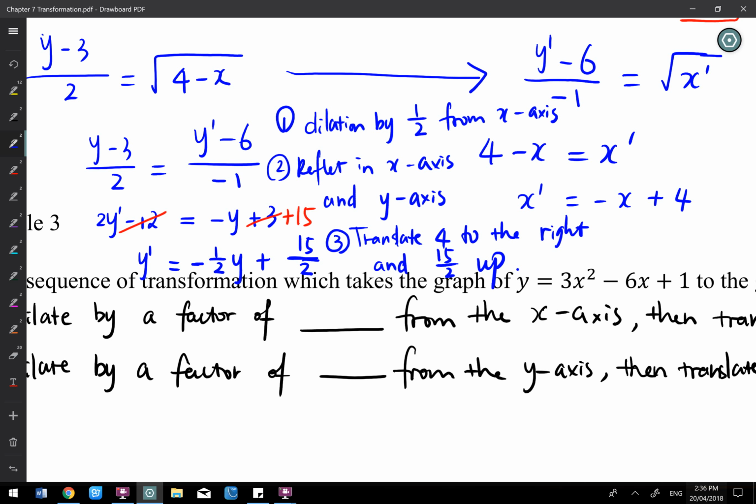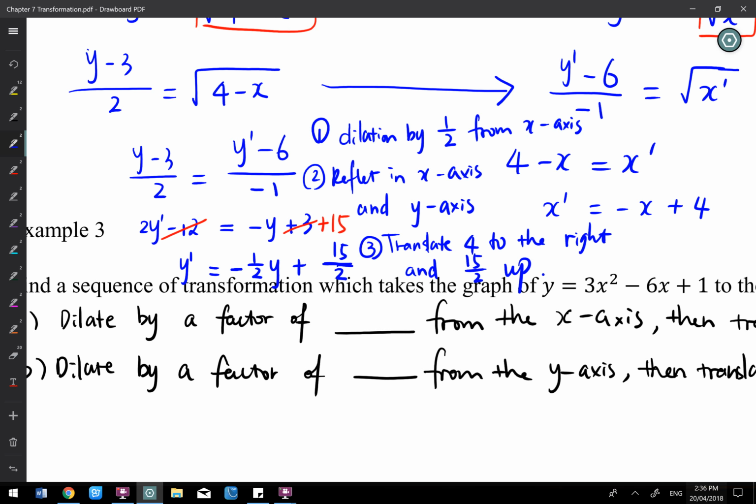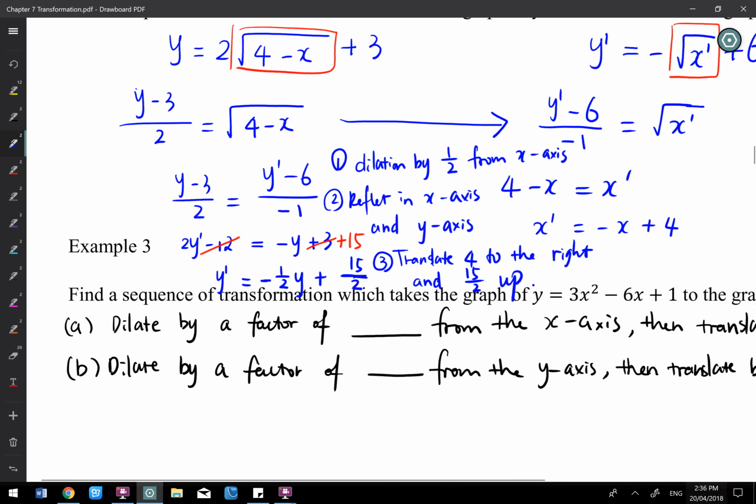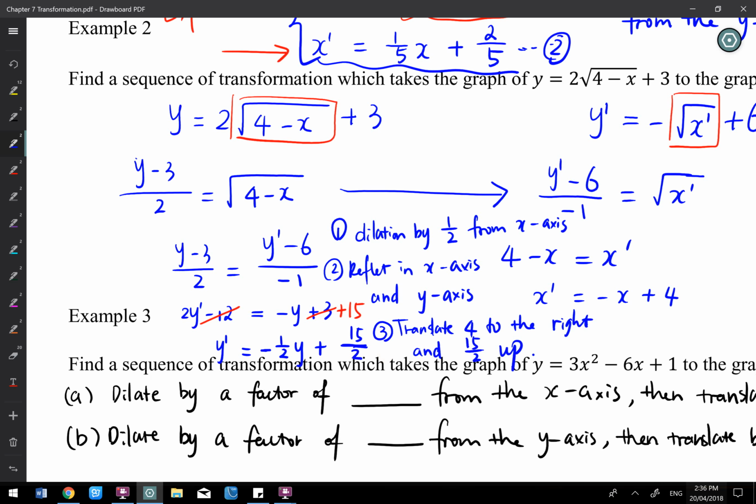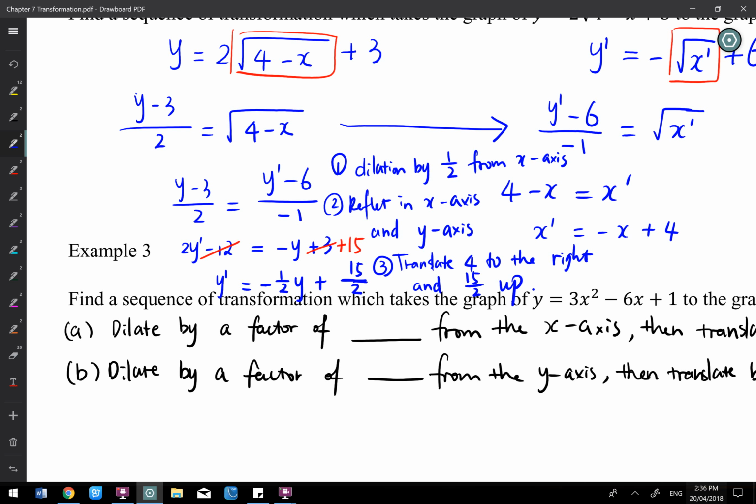So dilation by a half from the x-axis, reflect in the x, reflect in the y, and then move to the right by 4 units and move up by 15/2 units. That's the preferred way we like to describe it. Alright, I think most of you already got it yesterday. I just wanted to make it a little bit clearer.